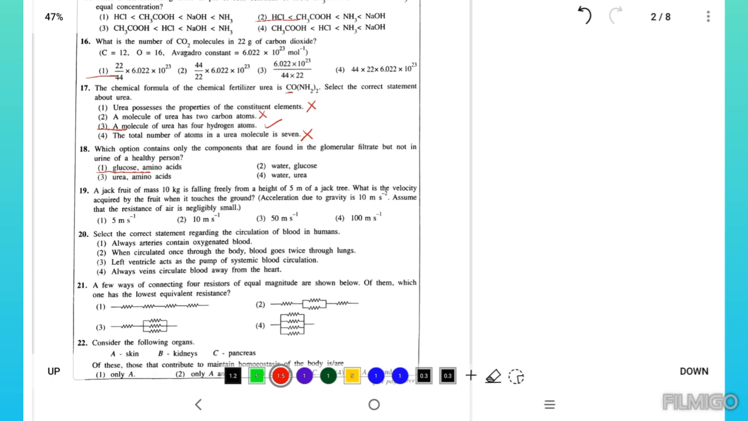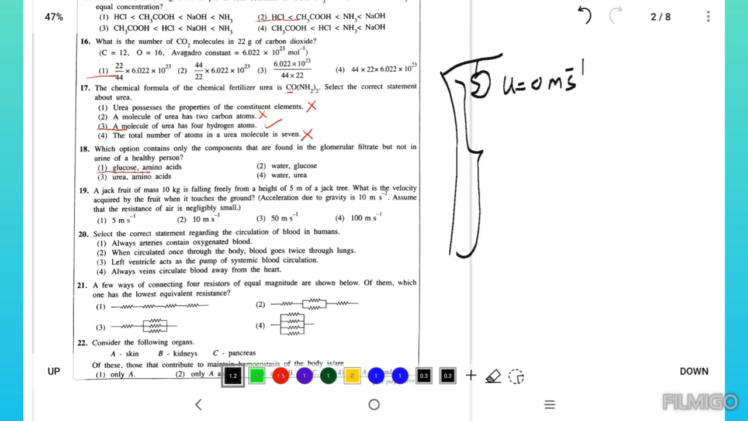What is the formula we can use? Here the jackfruit is falling. What is its initial velocity? 0 m s^-1. Height or the displacement, that is 5 meters. And the acceleration is 10 m s^-2. We need to find v. We can use the kinetic energy and potential energy formula.